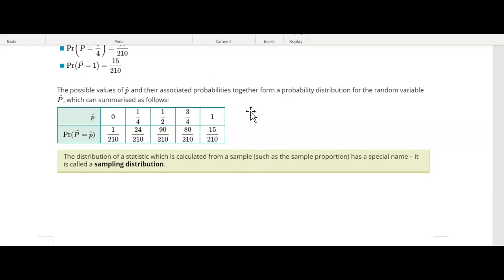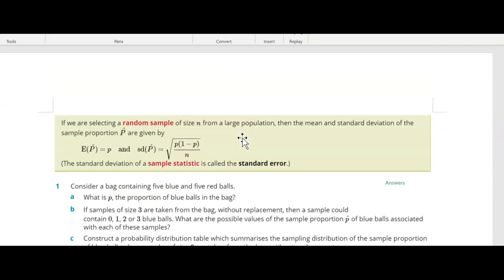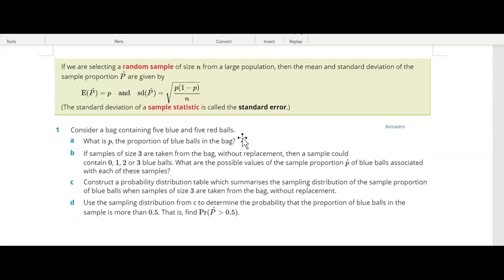Okay, so what we've got in this table is just a sampling distribution. All your probabilities have to add up to 1. So if we added these up, we would see we get 210 over 210, which is 1. All right, if we are selecting a random sample of size n from a large population, okay, so n is the number of people you're choosing from the population, then the mean and standard deviation of the sample proportion are given by.